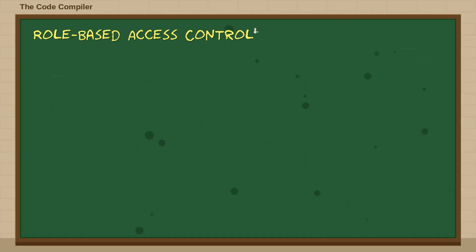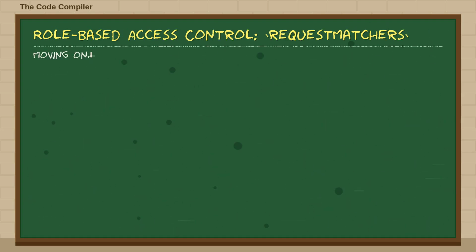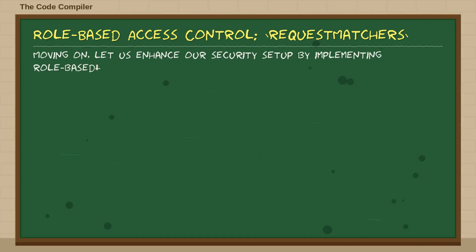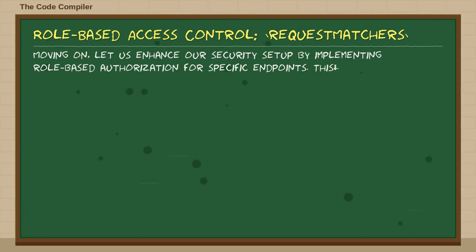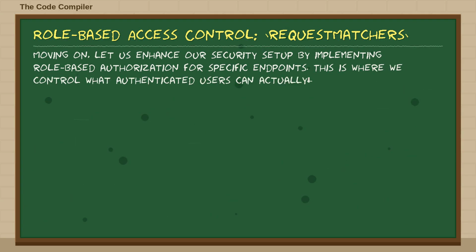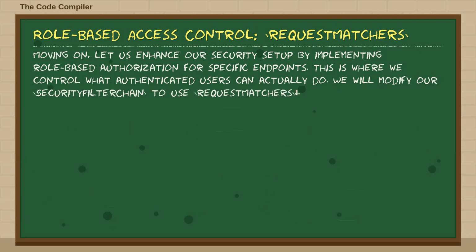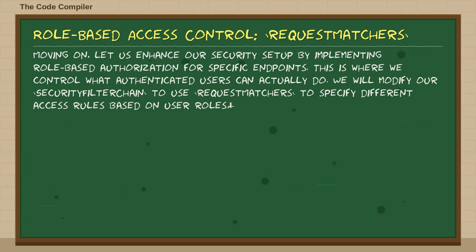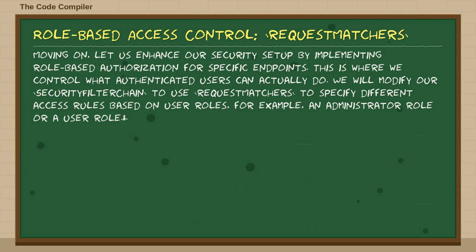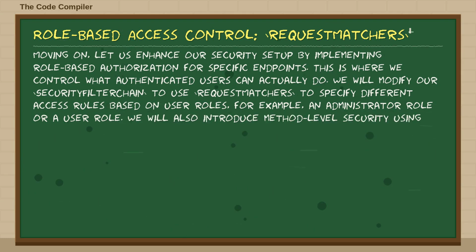Moving on, let us enhance our security setup by implementing role-based authorization for specific endpoints. This is where we control what authenticated users can actually do. We will modify our security filter chain to use request matchers to specify different access rules based on user roles, for example, an administrator role or a user role.